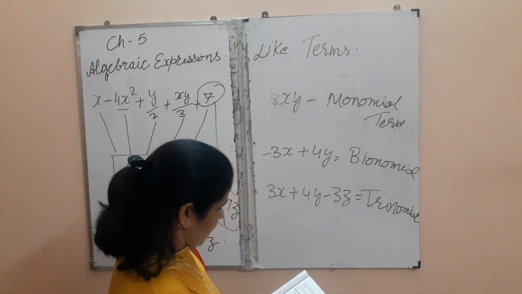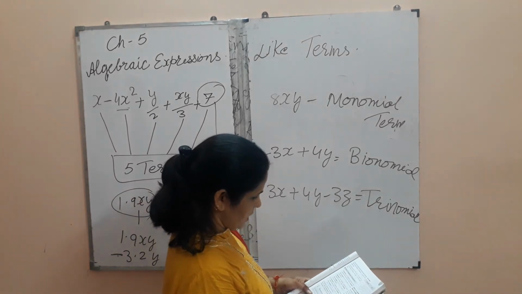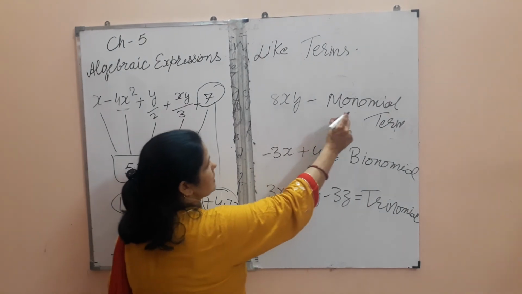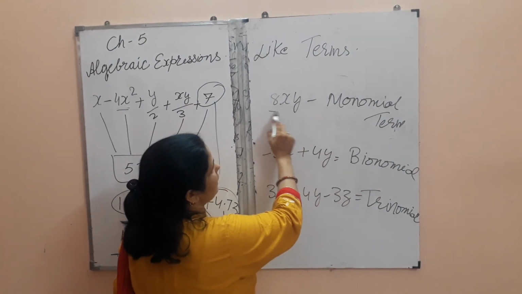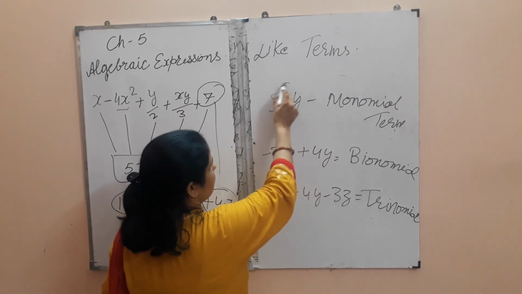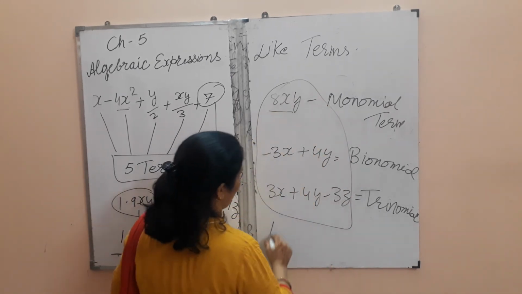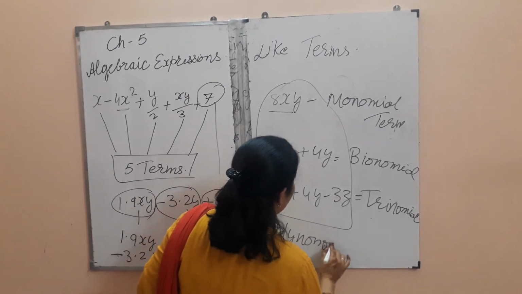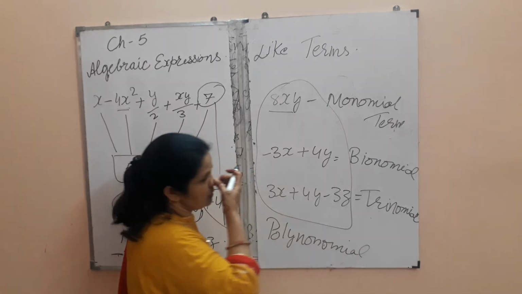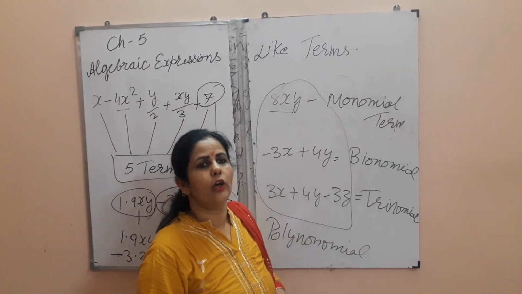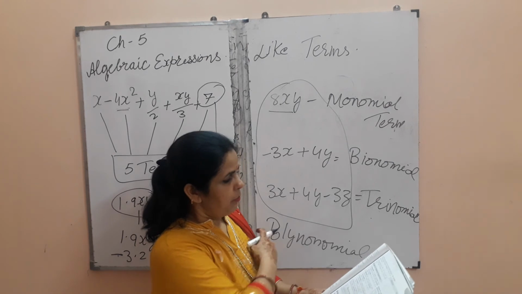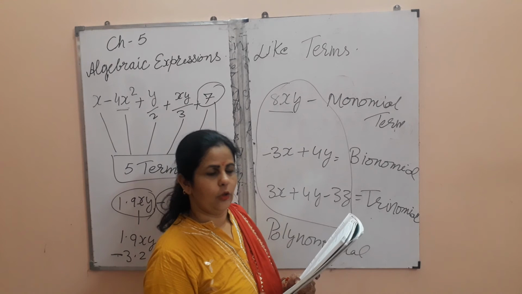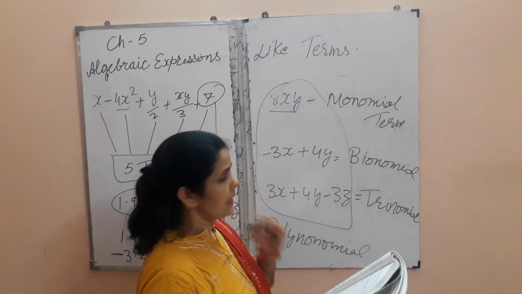Next, algebraic expressions containing one or more terms are called polynomials. If we call these terms separately, then they are monomial, binomial and trinomial. Otherwise they are all called polynomials. The expression which has 1, 2, 3 or more terms is called a polynomial. A polynomial can be a monomial, a binomial or a trinomial. Understood?